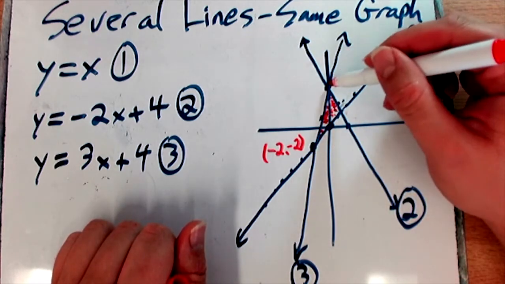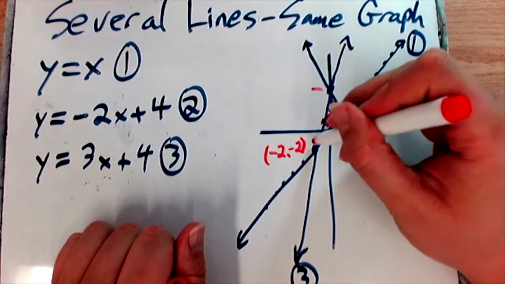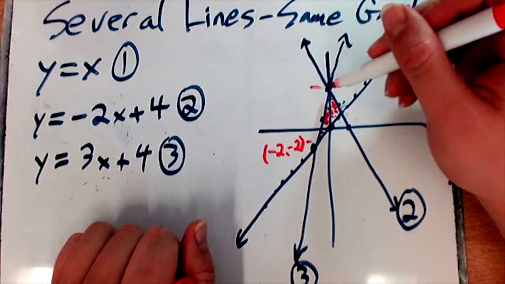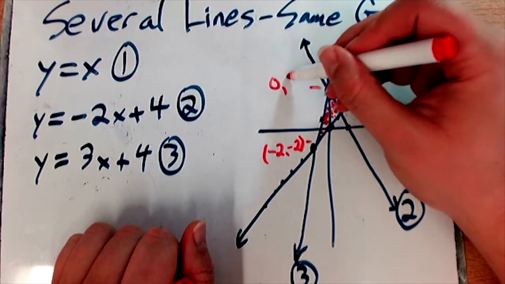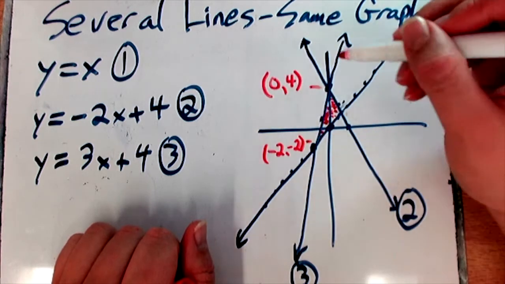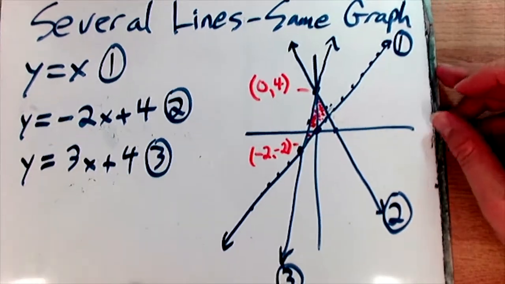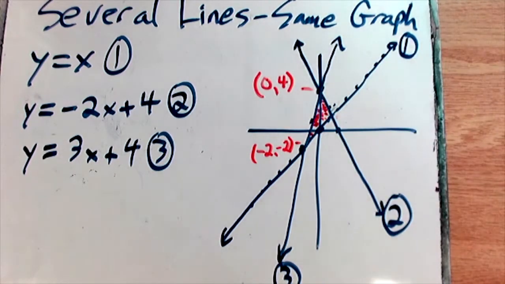Now, what about up here? Where do line 2 and line 3 meet? Well, that's here. And so they meet up here, which is at the point 0, 4. Now I can see those two. That's relatively straightforward. But this one might be a little bit trickier. So that's line 1 and 2.